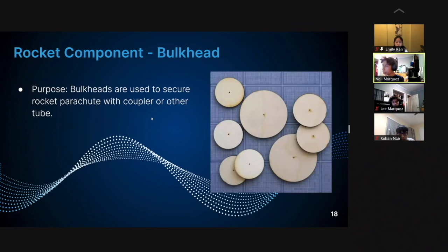The bulkheads are connected to the transition pieces and also connected to the parachute. So when the separation occurs, there is a parachute to help prevent the rocket from falling too fast.